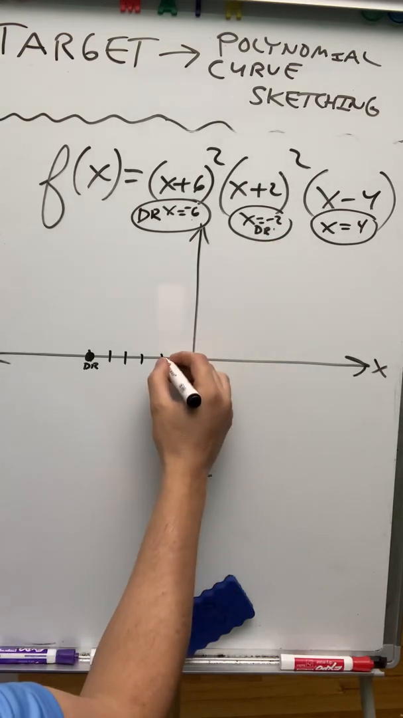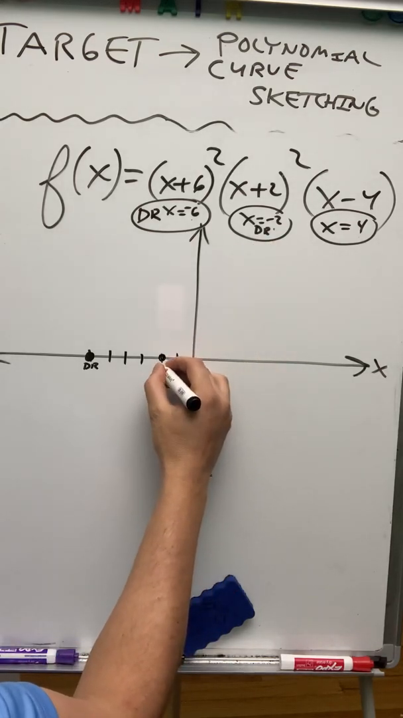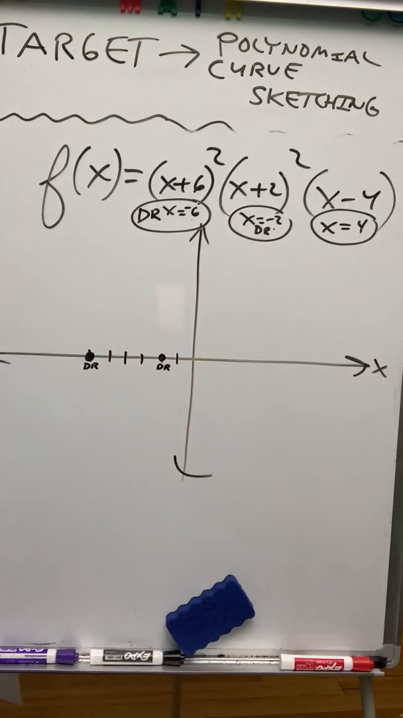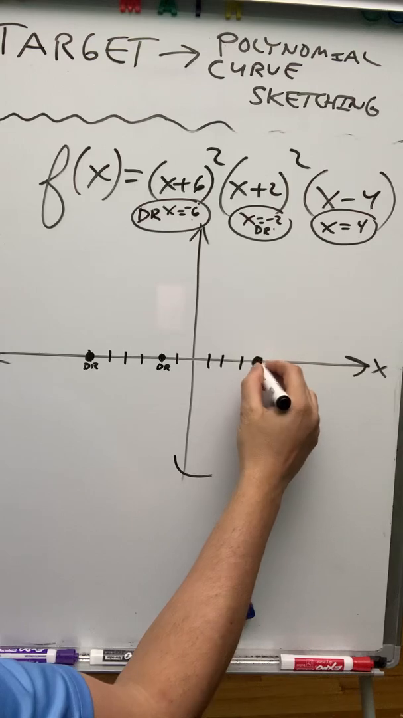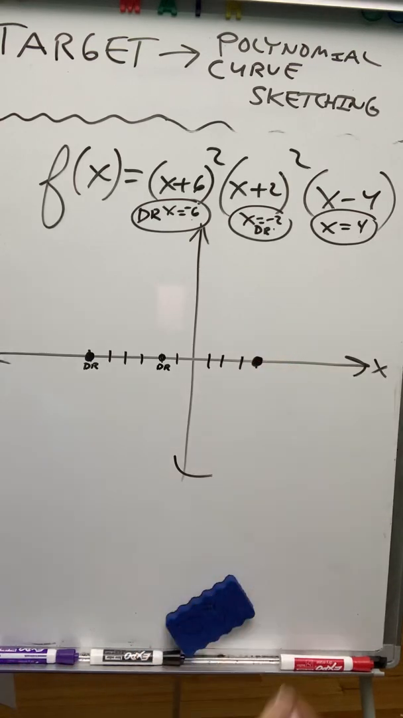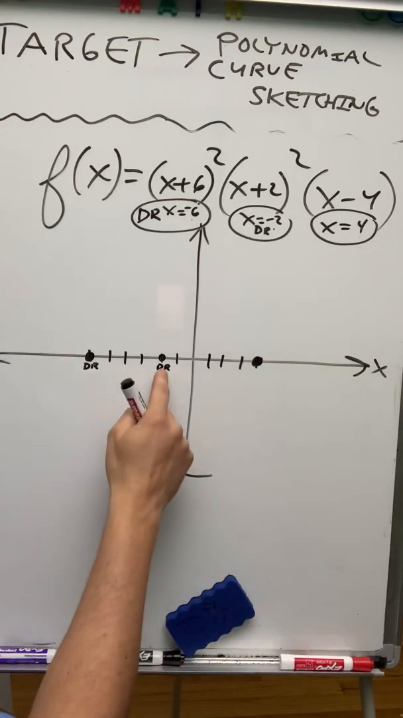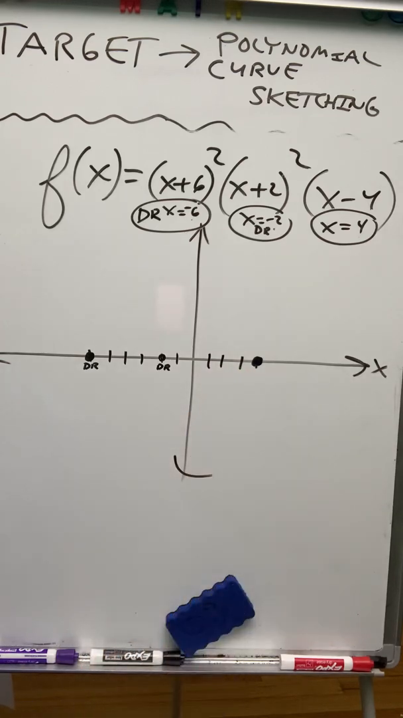This one at negative 2 is also a double root, so it's tangent at that point. And then we have 1, 2, 3, 4. It's not tangent. That means it's going to be crossing at that point. It's not going to cross here. It's not going to cross there. It's going to cross there.